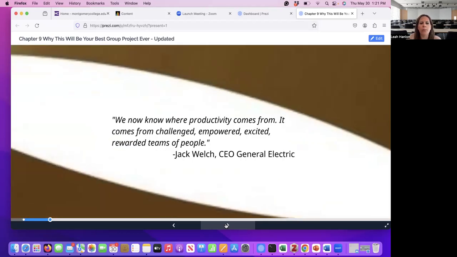We now know where productivity comes from. It comes from challenged, empowered, excited, rewarded teams of people. And that's by Jack Welch, the CEO of General Electric.